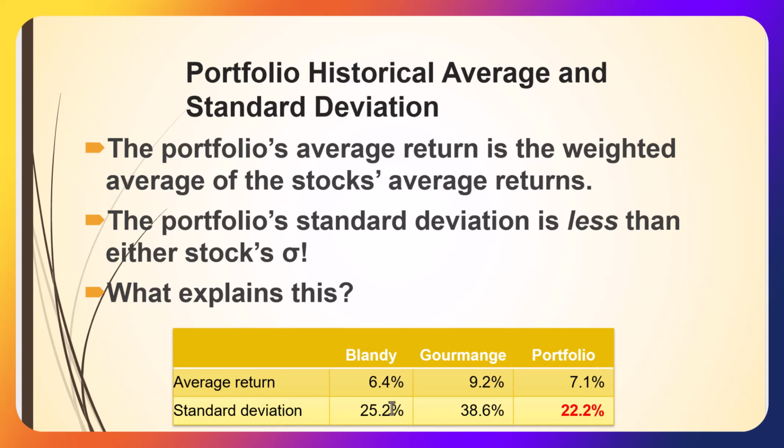In this instance, we see that the average of the portfolio is between the two stocks, between Blandy and Gourmand, 7.1%, but the actual standard deviation of the portfolio is less than either one of the assets in the portfolio. This is that description of diversification.